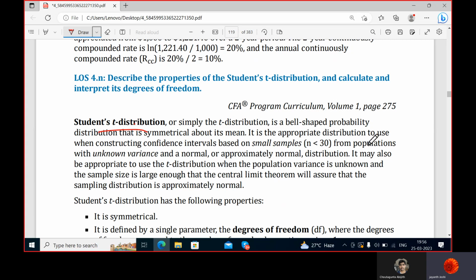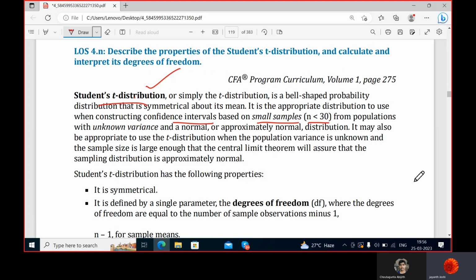It is the appropriate distribution to use when constructing confidence intervals based on small samples. That means the sample size should not be more than 30. If the sample is less than 30, then you can use this Student's t-distribution. And one more point: the sample should be less than 30 and the population variance unknown. That means you should not know the variance of the population.